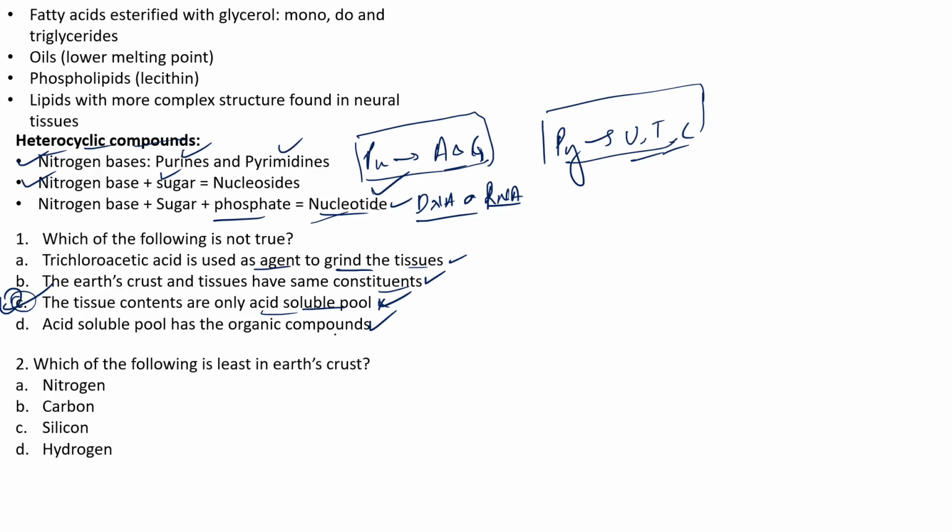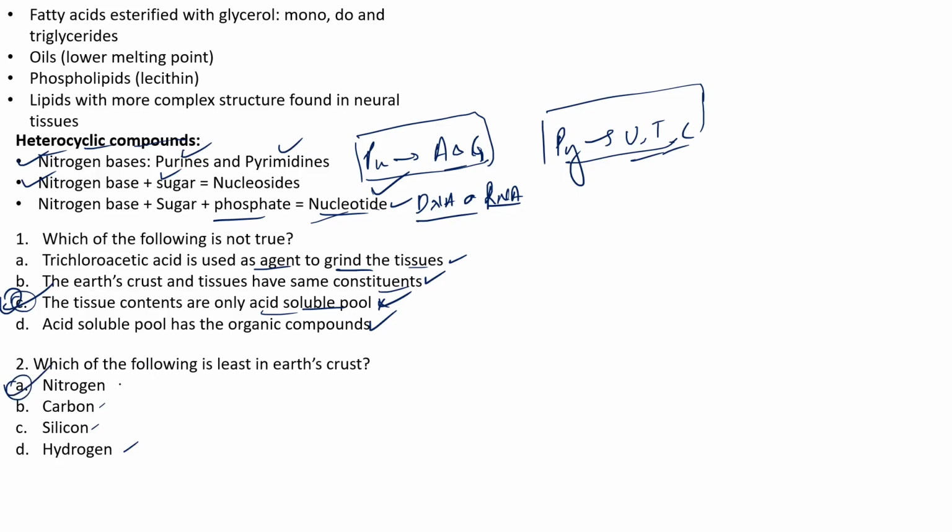Now the next question: which of the following is least in the earth's crust? So now you have to go to the table and refer to which of the following is the least in the earth's crust constituents: nitrogen, carbon, silicon, and hydrogen. The very little constituent that they have mentioned in your textbook is nitrogen.